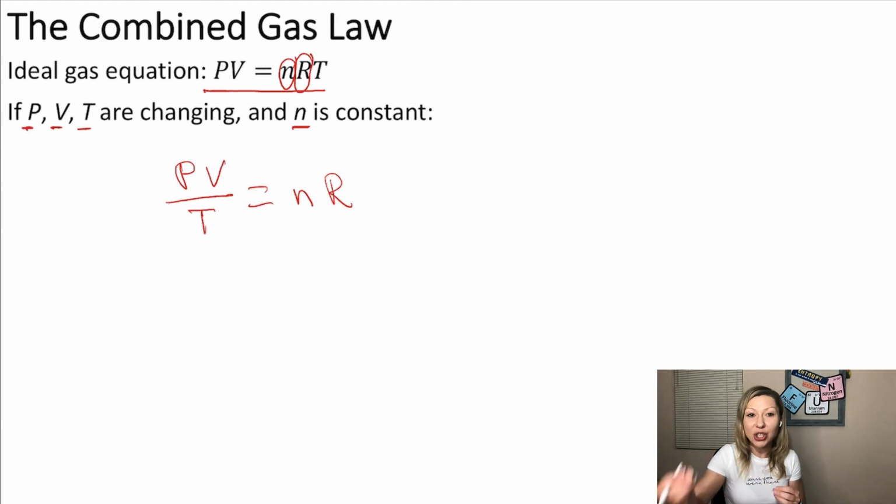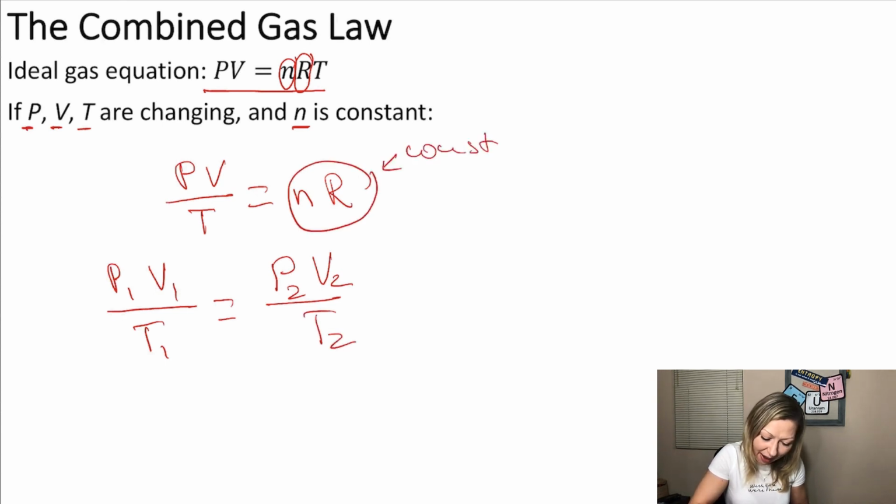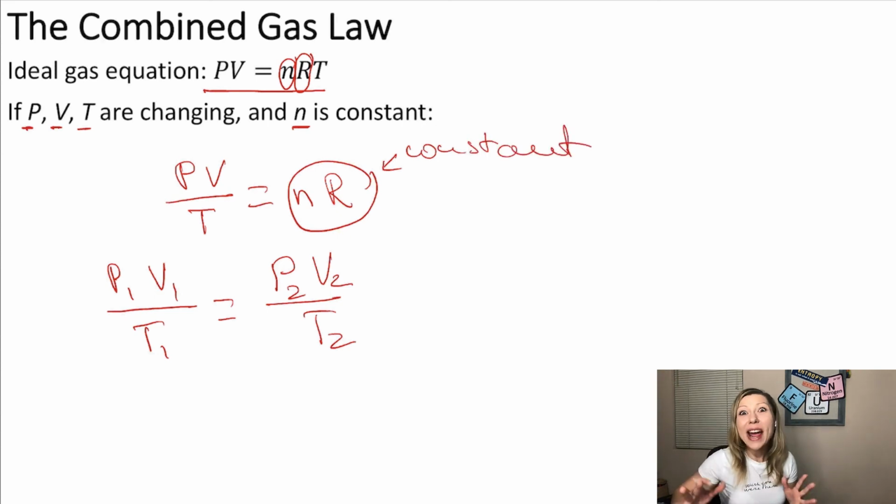And if I have a change, I can rewrite this as P1 times V1 over T1 equals P2 times V2 over T2, just because n times R is always a constant. All right, I hope this makes sense.